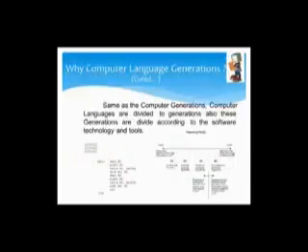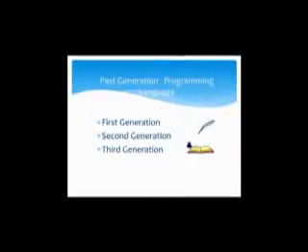Same as the computer generations, computer languages are divided into generations. Also, these generations are divided according to the software technology and tools. Past generation programming languages: first generation, second generation, third generation.